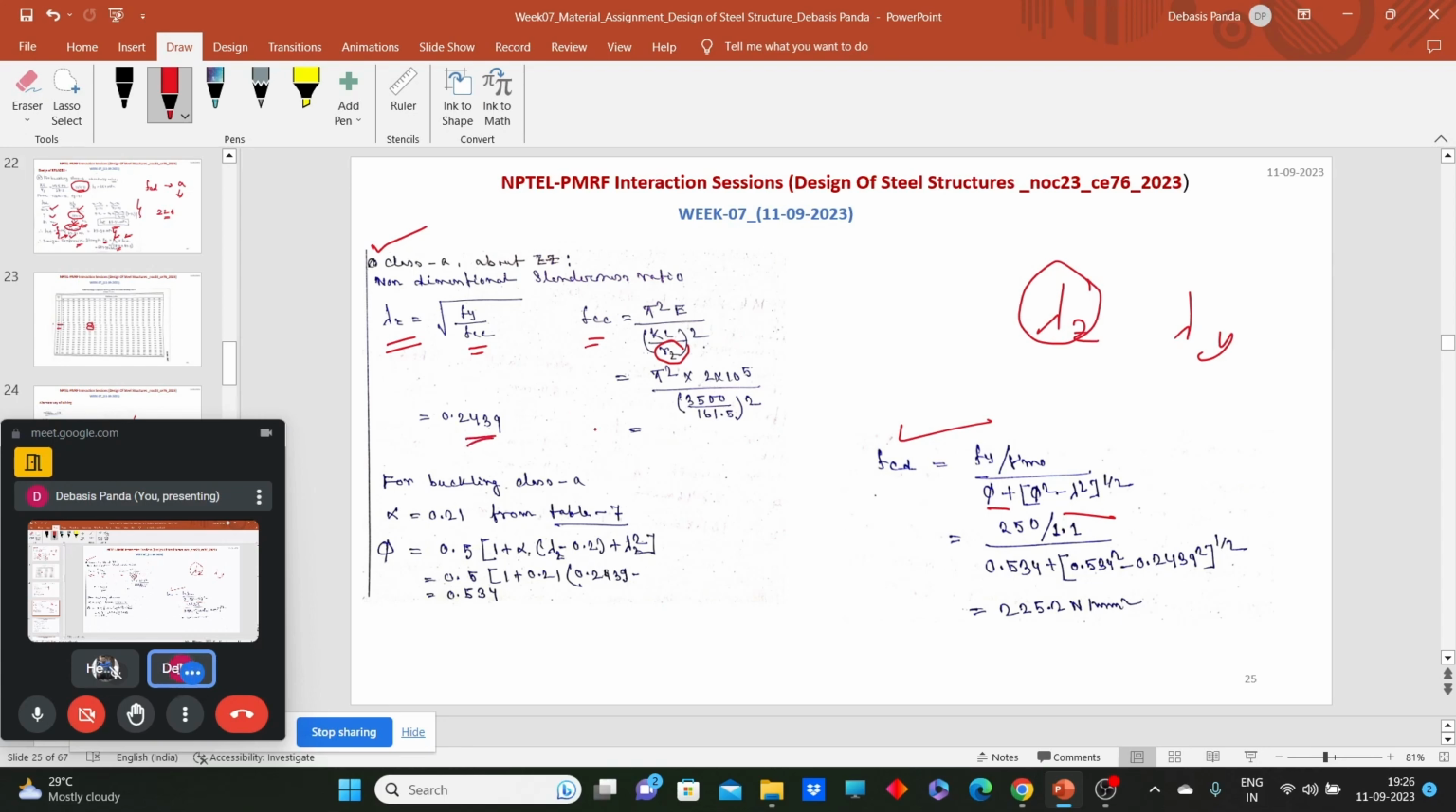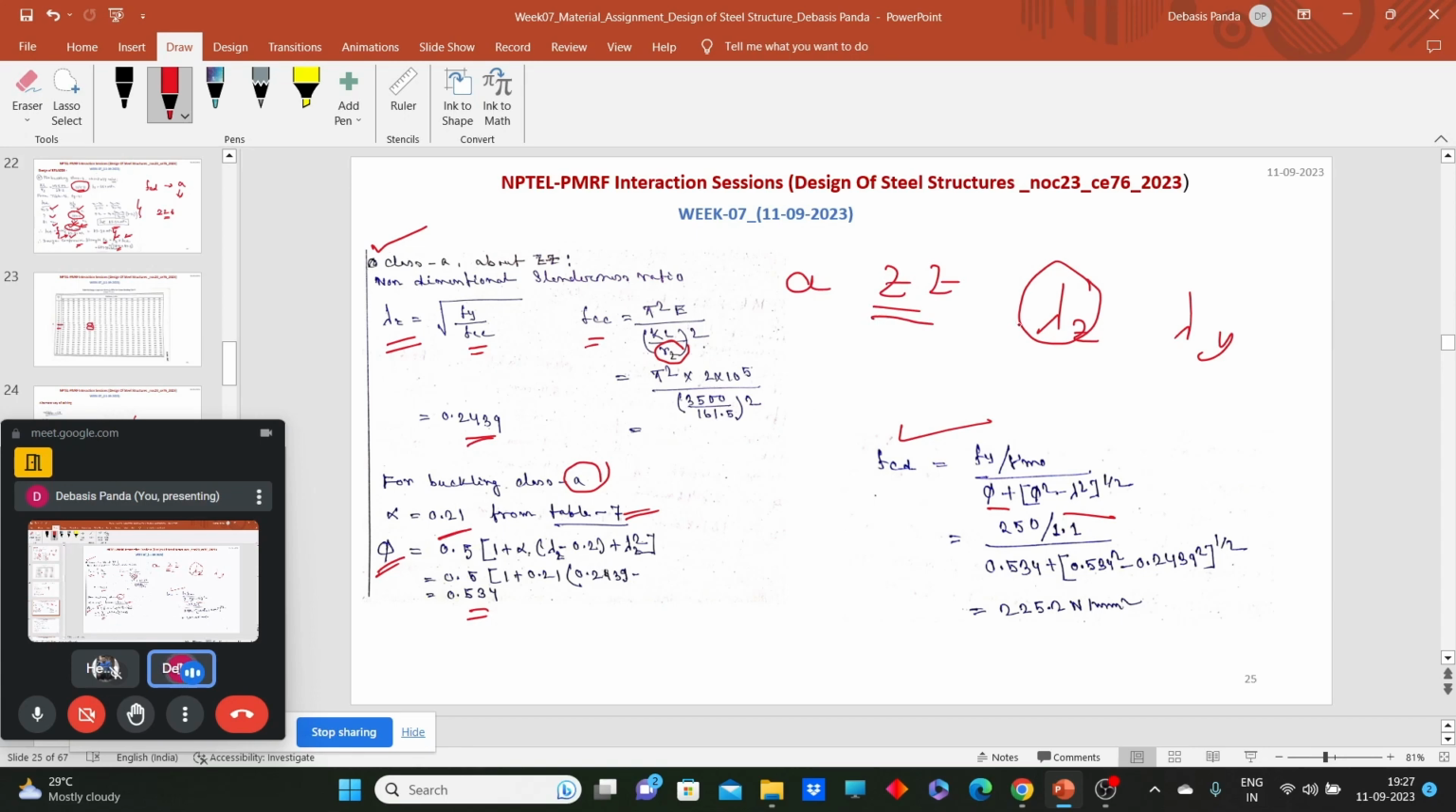Now it comes under buckling class A. Go to table 7, and you will find the imperfection factor value. It is 0.21. Now we can calculate the phi value. That phi value comes at 0.534. Now these calculations are all for buckling class A about the ZZ axis, the first criterion.